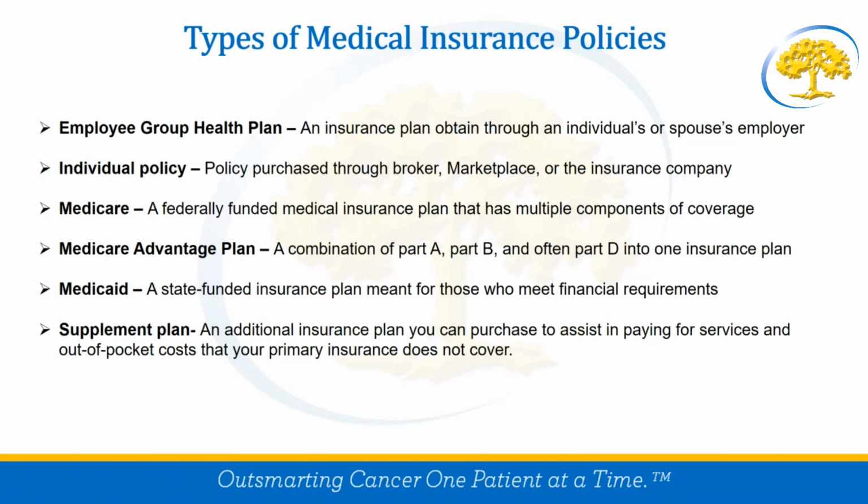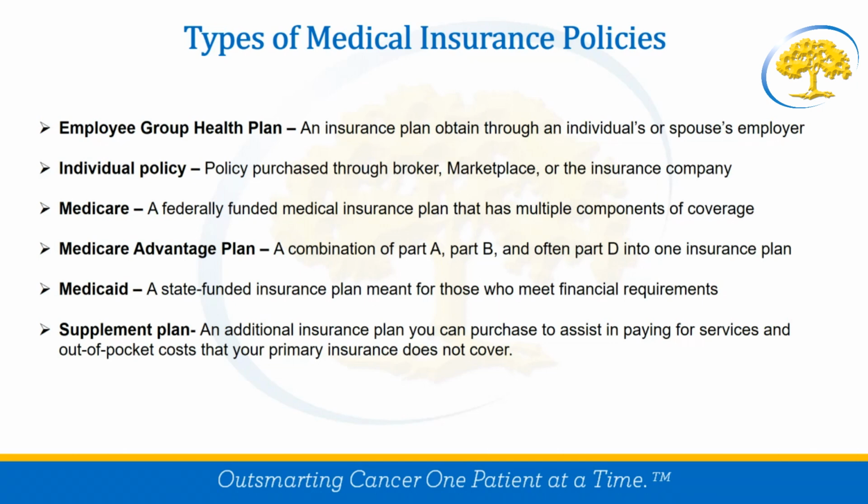We have Medicare, which you will typically sign up for when you're 64, 65. There are various different parts of Medicare. It's a federally funded plan that you put money into from the time you're working till the time you're not. Then we have a Medicare Advantage plan. That is a combination of all the parts of Medicare into one simple plan.